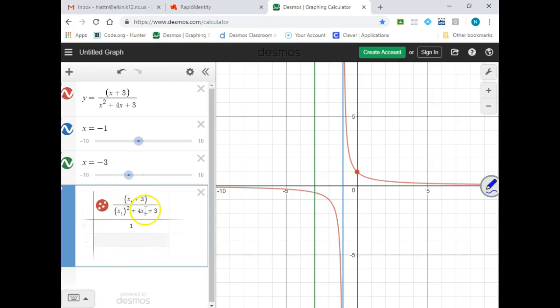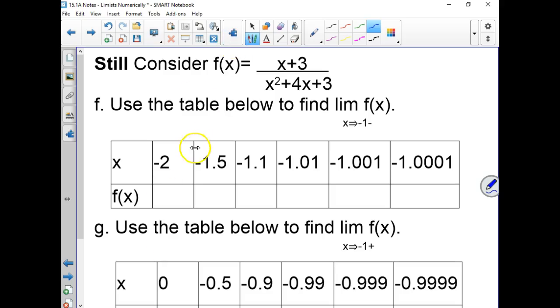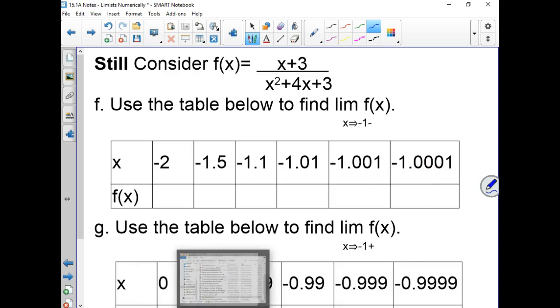So you type in the equation, but you've got to put an x1 instead of just the x, and let's see if we can make this a little bit bigger so it'll show. So if I want to approach -1 from the left, let's see what's on your notes first, so -2, -1.5, -1.1, -1.01, getting closer and closer to -1 from the lower values.